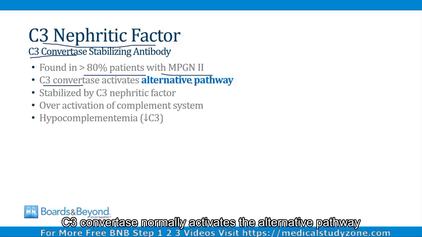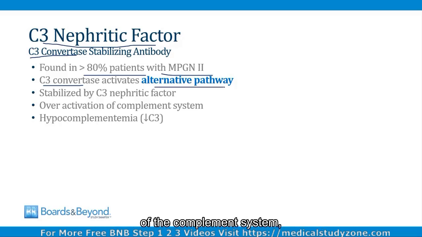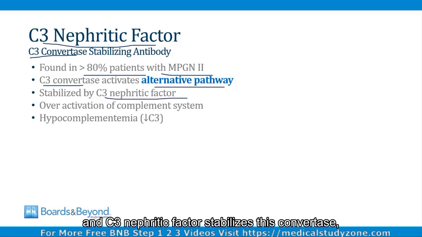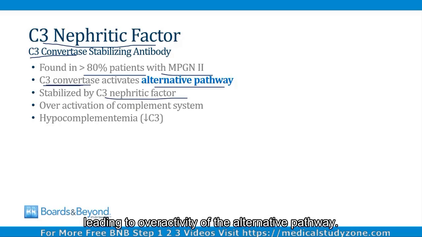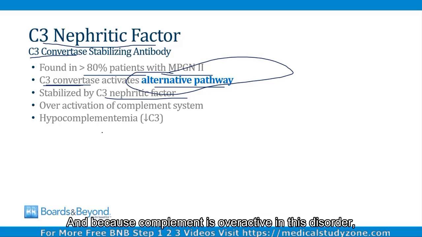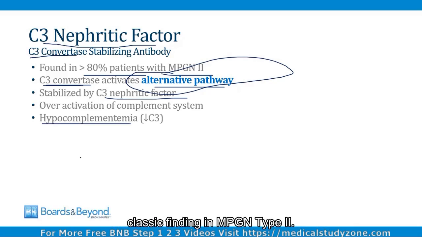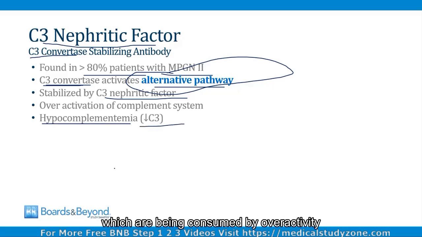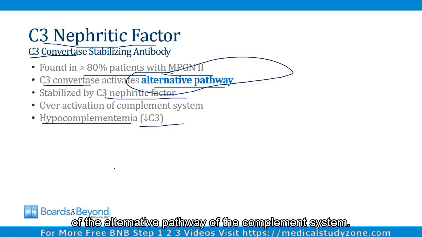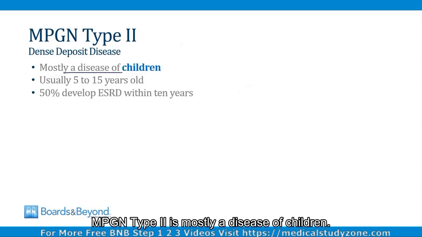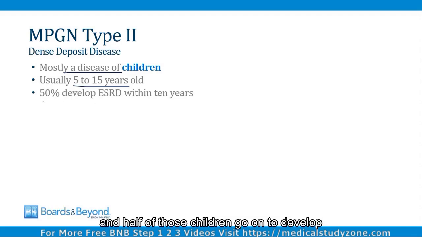C3 convertase normally activates the alternative pathway of the complement system, and C3 nephritic factor stabilizes this convertase, leading to overactivity of the alternative pathway. And because complement is overactive in this disorder, you can see hypocomplementemia on serum testing, a classic finding in MPGN type 2. That's due to the low levels of C3, which are being consumed by overactivity of the alternative pathway of the complement system. MPGN type 2 is mostly a disease of children. It usually occurs in children 5 to 15 years old, and half of those children go on to develop end-stage renal disease within 10 years.